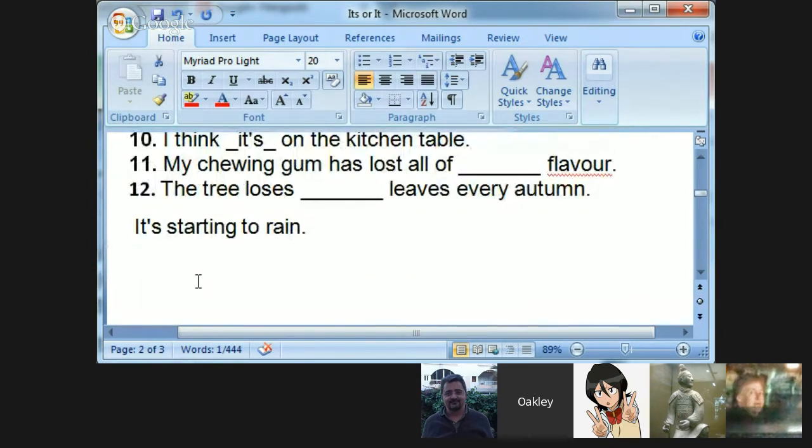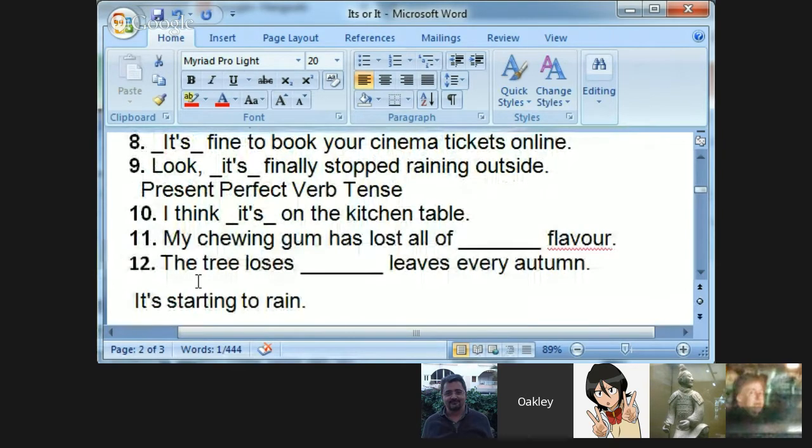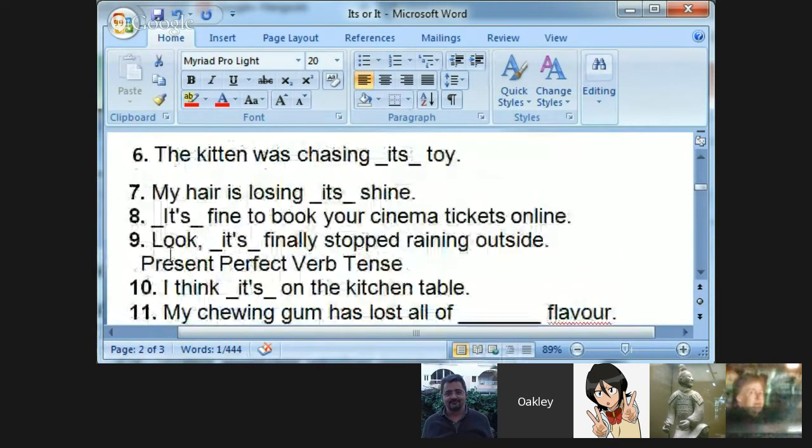Except, crazy English, there's always an exception. Except the verb to be. The verb to be can be reduced. For example, it is fine to book your cinema tickets online. I've obviously reduced it. This is a form of reduction called a contraction, as we've already looked at. So the verb to be can be reduced even as the main verb, but no other verb can. It's the basic rule.